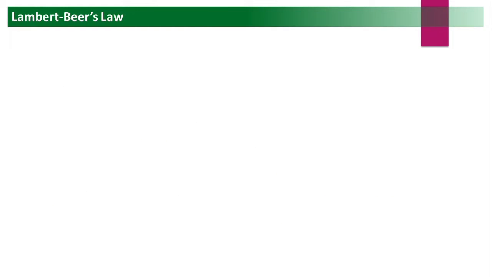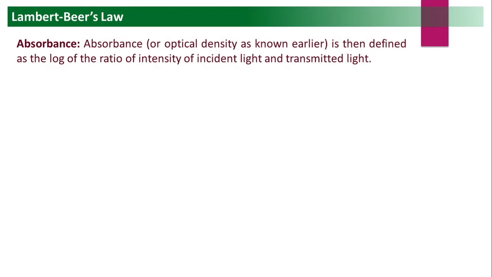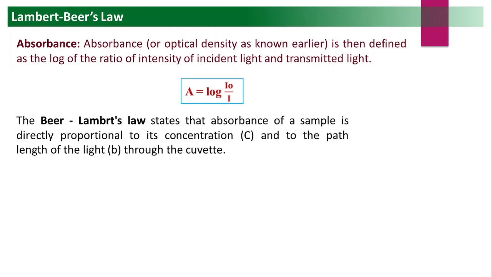Now the Lambert-Beer law, the combined law of Lambert and Beer. First, absorbance. What is absorbance? This term is previously known as optical density, and it is defined as the log of the ratio of intensity of incident light to the transmitted light. So A is equal to log to the base 10 I0 upon I. Right? A is equal to log to the base 10 I0 upon I. I0 the incident radiation, I transmitted radiations.